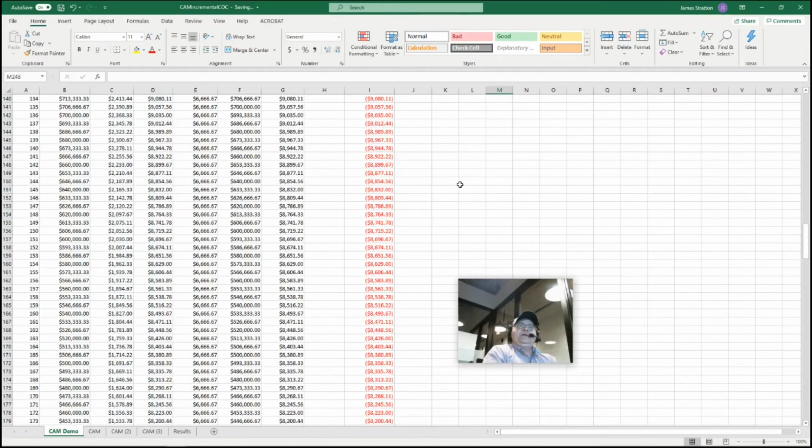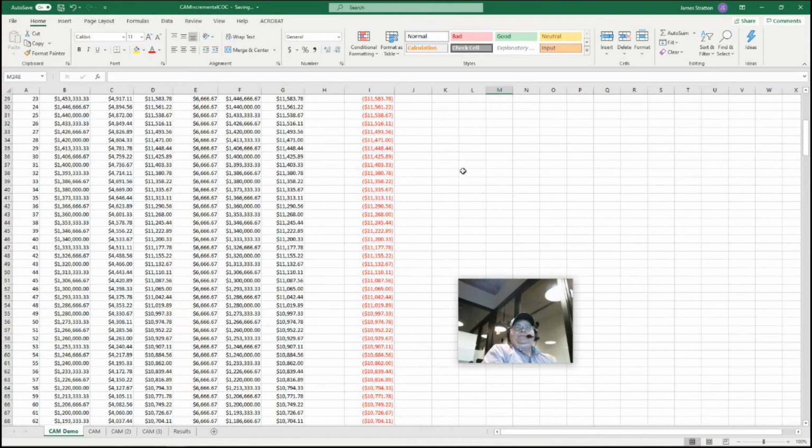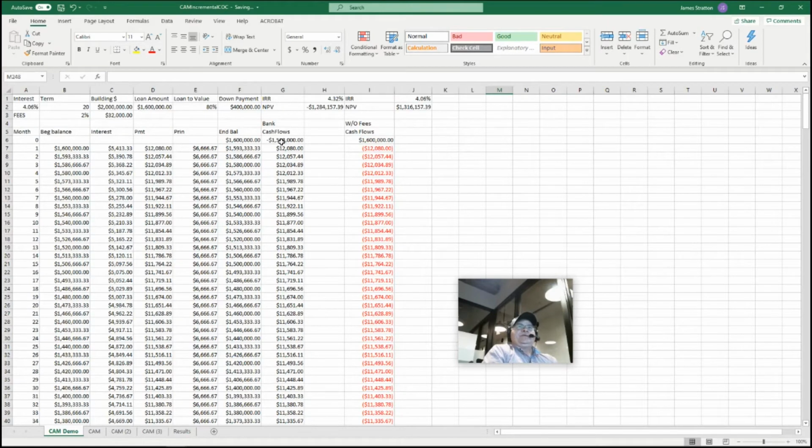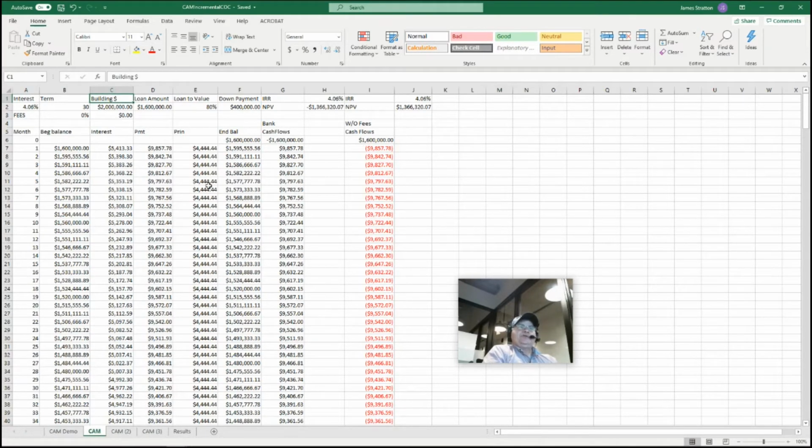All right, so those are the payments without the fee. Okay, so this cash flow reflects the fee. This is without the fee. And you can take a look at what you paid for that difference in money. So you got your 4.06 in interest, but your effective rate with the fee in it is 4.32. So you paid a difference of that. And this is also your net present value here to the bank with cash flows, with the fees and without the fees.